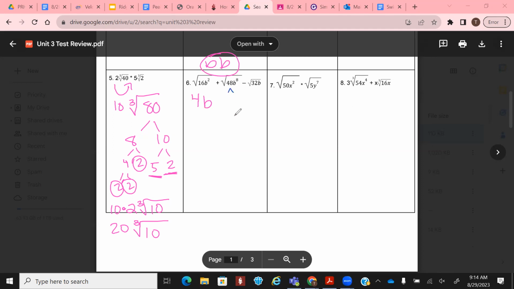On the next one, can I break 48 down? Yeah, into what? 24 and 2. Can I break 24 down into 12 and 2? Can I break 12 down into? And can I break 6 down into? Okay, again, our index is 2, so that means that if we find a pair, we're going to circle them and move them outside the radical. So this is going to give me 4 radical 3. Now we have 8 b's.